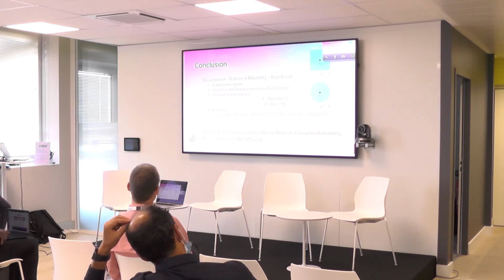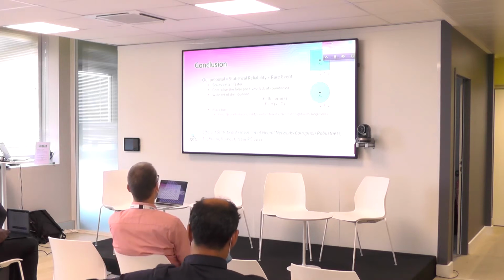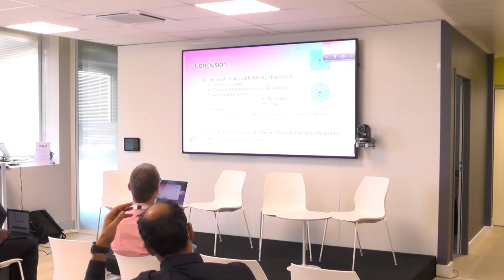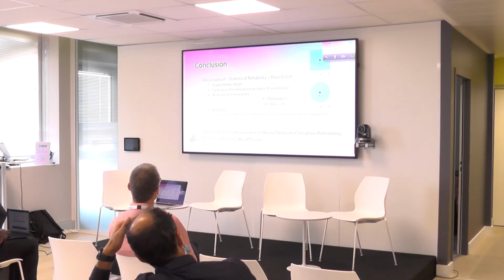So our proposal is just applying statistical probability engineering to a very good simulation to this certification problem, such that we can scale better and be faster. We control the false positives, so the lack of soundness, with a given parameter alpha. And we can apply this on a distribution like this, a uniform distribution over the input domain, but we can also generalize to Gaussian distribution or whatever.